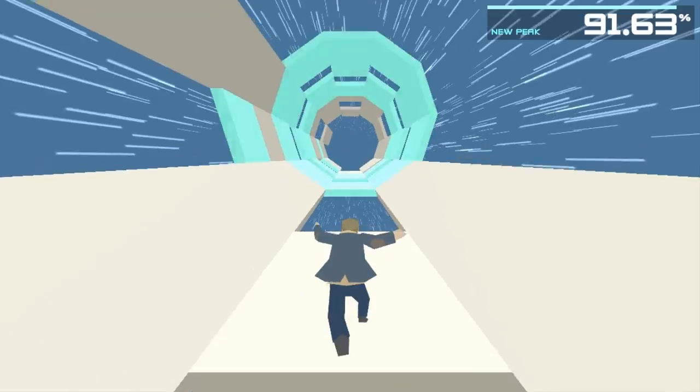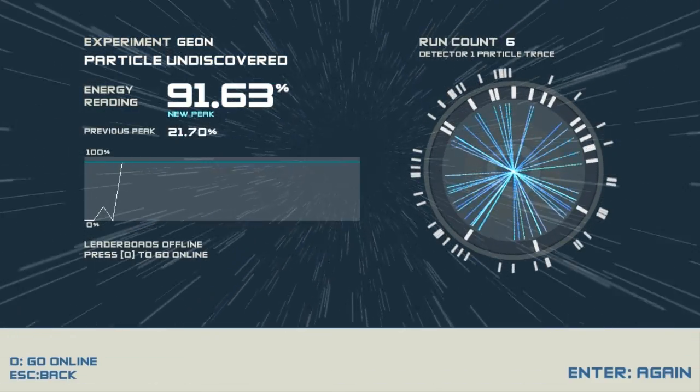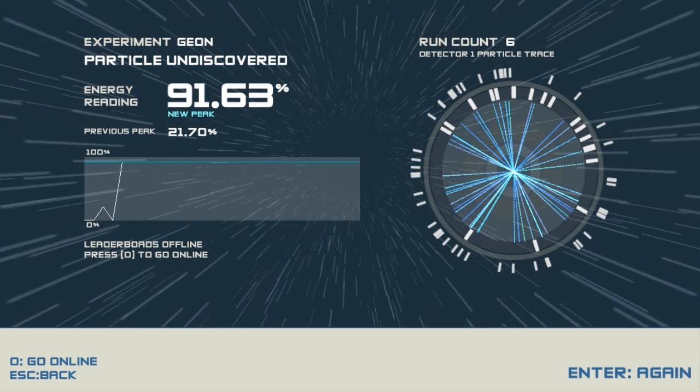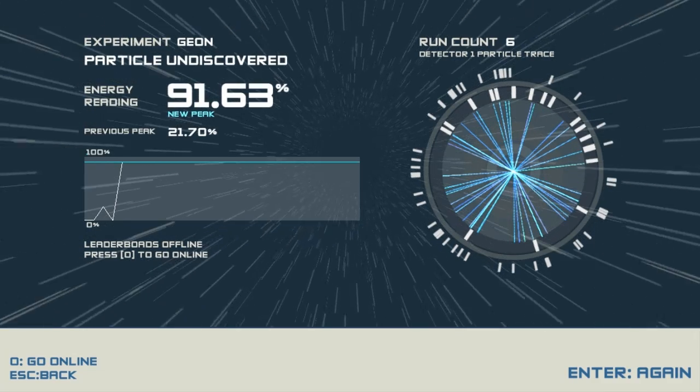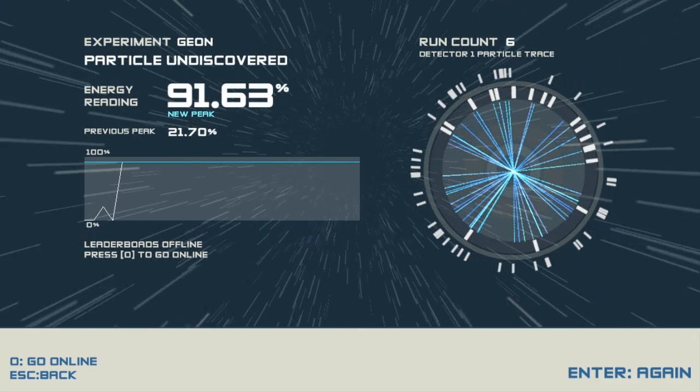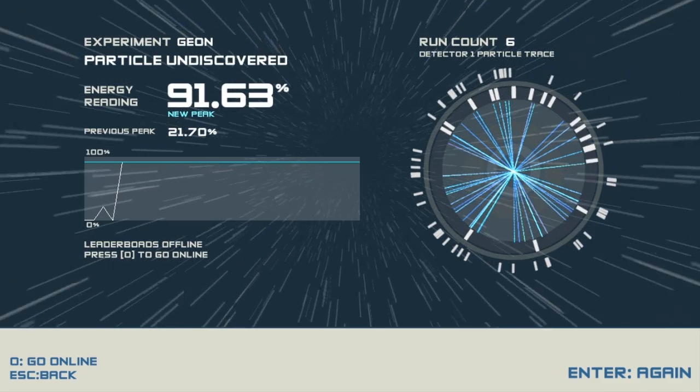It looks like the path ahead of us is being generated on the fly, and that's where I fall off to my death, unfortunately. Particle undiscovered still. Energy reading 91.63%, and then there's a pretty wild whatever that chart is generated on the right, and then of course a little bit more of an understandable line graph on the left, so we can see our progress.